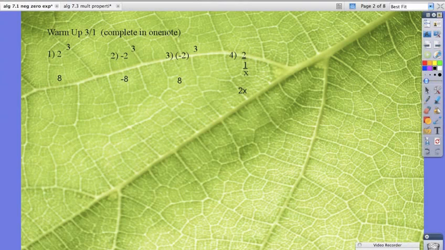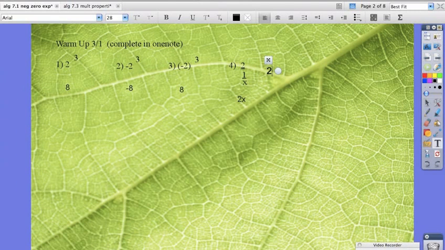So when we have that, we have 2 divided by 1 divided by x. And when we do that, we flip and multiply, or copy dot flip. So it becomes 2 times x divided by 1, which is just 2x.